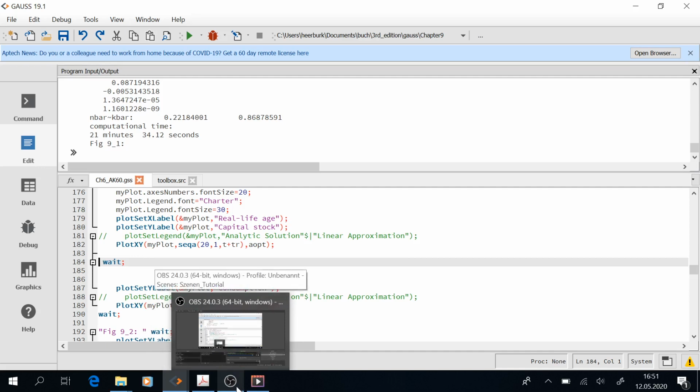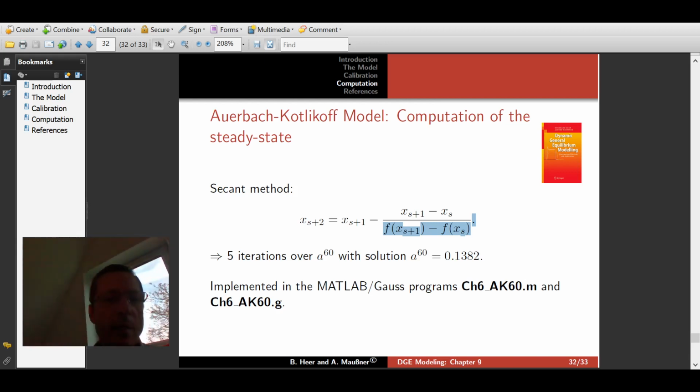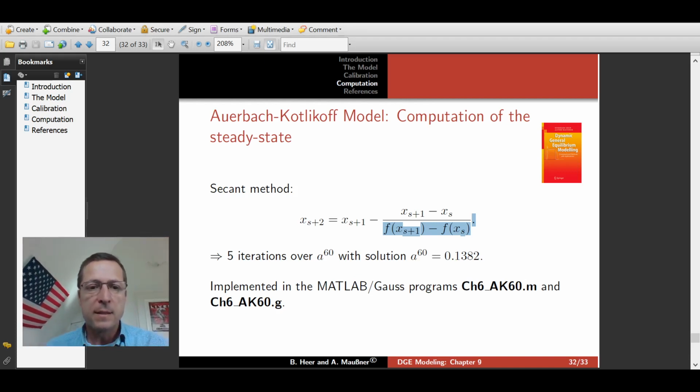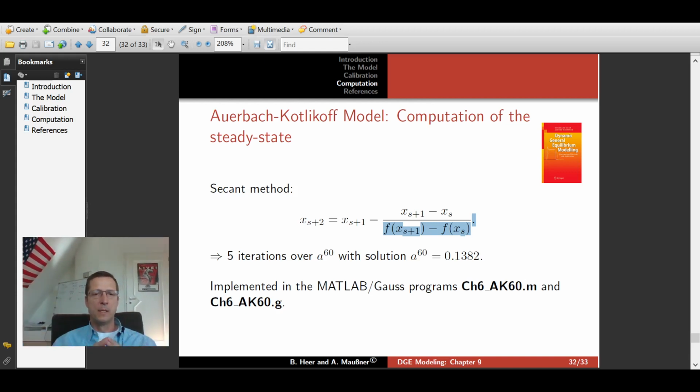Okay, so let me jump back into our slides and conclude with some remarks. Now you got to learn how to compute an Auerbach-Kotlikoff model. We use the recursive structure so that we can exploit the backward induction here and compute A1, the initial capital stock, with the help of A60, the capital stock at age 60.